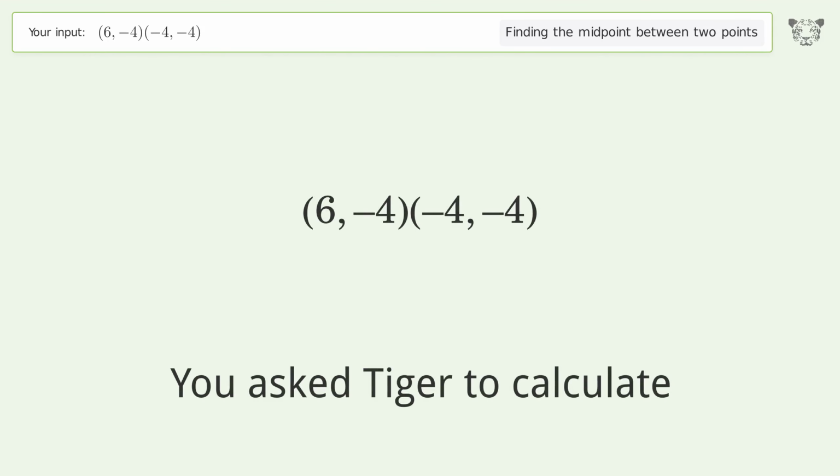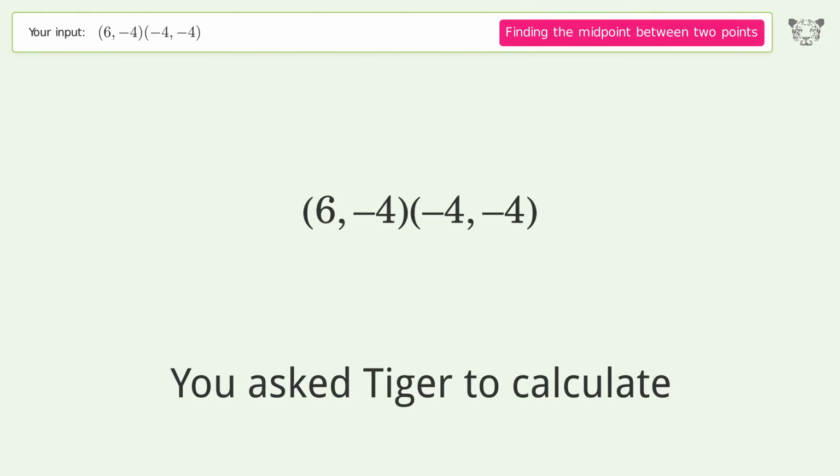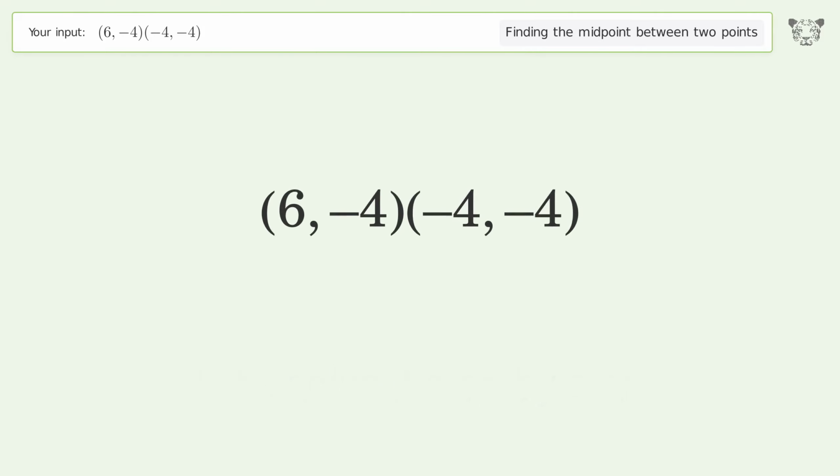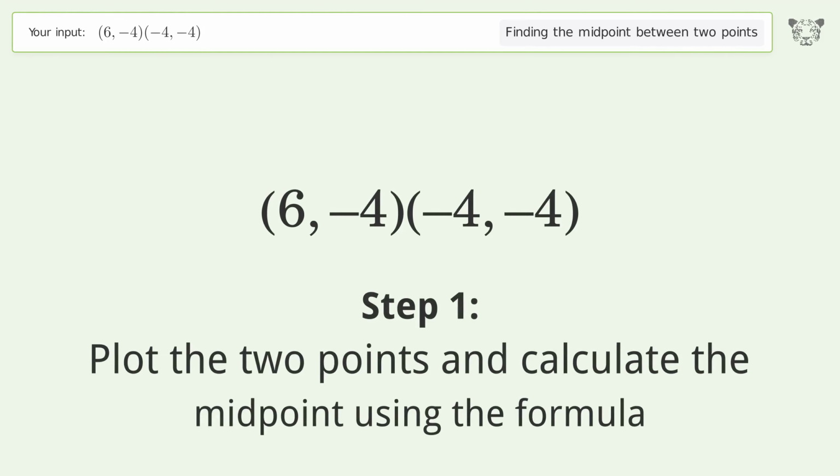You ask Tiger to calculate. This deals with finding the midpoint between 2 points. The midpoint between the 2 points is 1, -4. Let's solve it step by step. Plot the 2 points and calculate the midpoint using the formula.